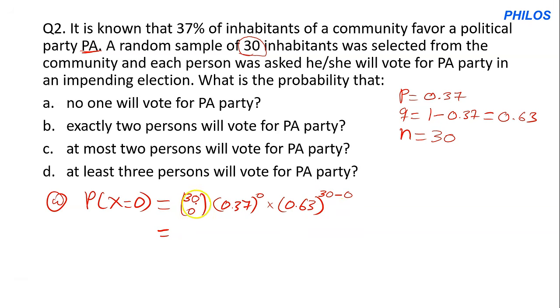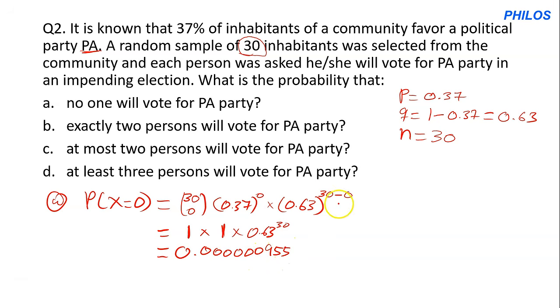Now, 30 combination 0 will give you 1, times any number exponent 0 will also give you 1, times 0.63 exponent 30 minus 0, which is 30. So if you simplify this with your calculator, you get 0.000000955. So that will be the answer.